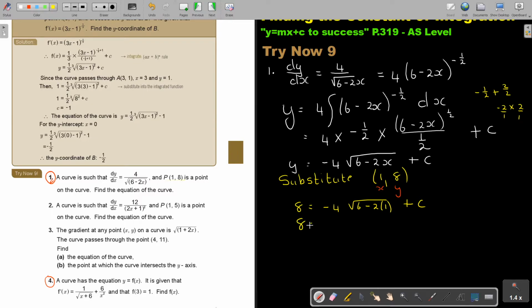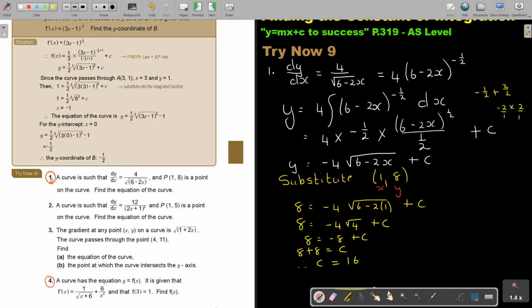So 8 is equal to -4, and then 6 minus 2 is 4, plus c. So 8 is equal, that is going to be 2, so it's -8 plus c. Okay, plus c, and if it's going over, it's going to be 8 plus 8 is equal to c, so therefore c will be what? 16.